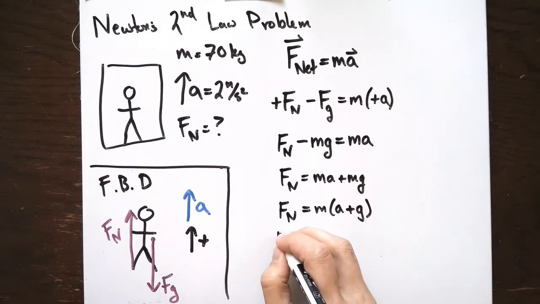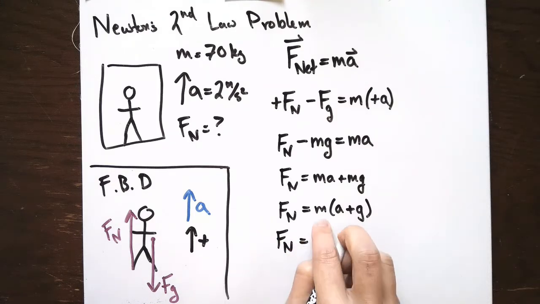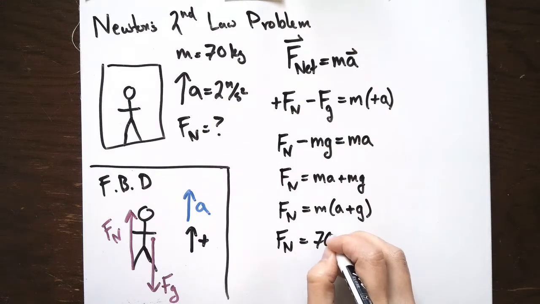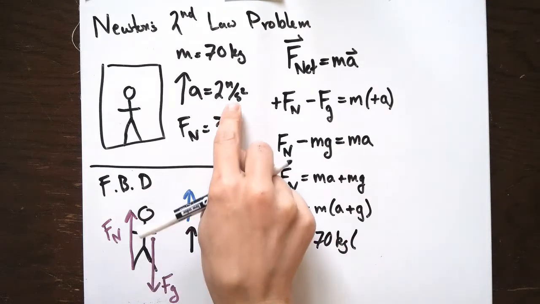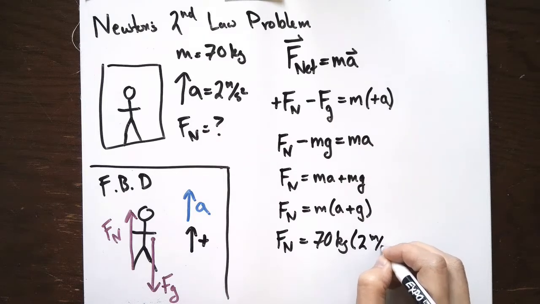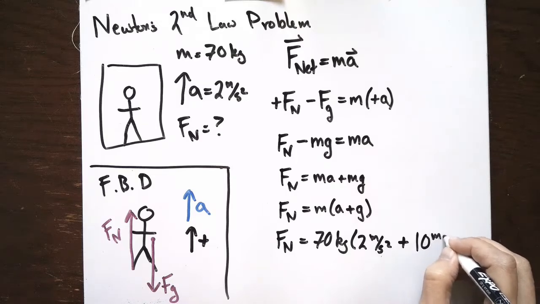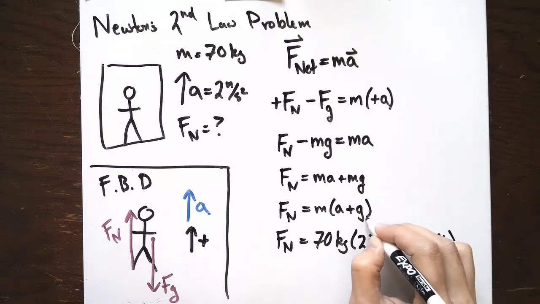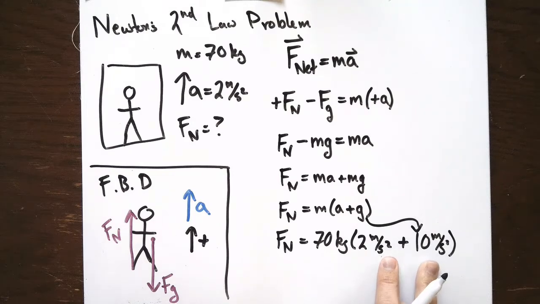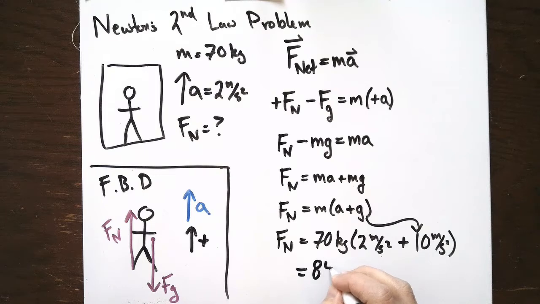Interesting. All right, let's plug in our numbers. Mass, that's 70 kilograms. Acceleration, that's 2 meters per second squared. And then gravity, 9.8, but let's just do 10 meters per second squared, because then I can do the math in my head easy. Okay, so 2 plus 10, that's 12. 12 times 70, that is 840 kilograms meters per second squared.